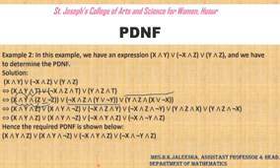If you say something is in PDNF format, it means all the variables should be in the min term brackets. PCNF means all the max terms should be present. That we can go through in the next video.